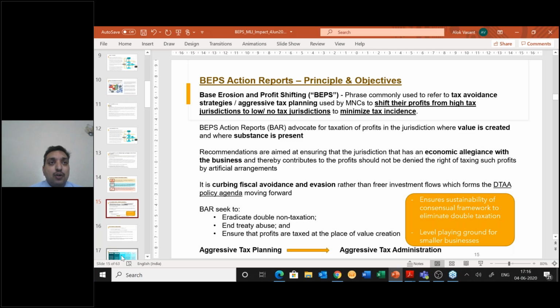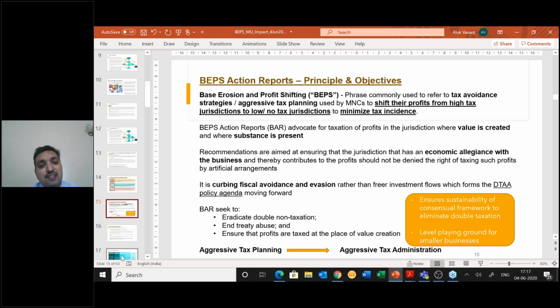So basically, they look at what is the substance and not the form. Where is the actual activity happening, and which country should get the taxes out of the profits which get generated from that activity. So the recommendations are aimed at ensuring that the jurisdiction that has an economic significance to the business and which actually contributes to the profits, that country should get the right to tax such profits, and artificial arrangements should not take away that right.